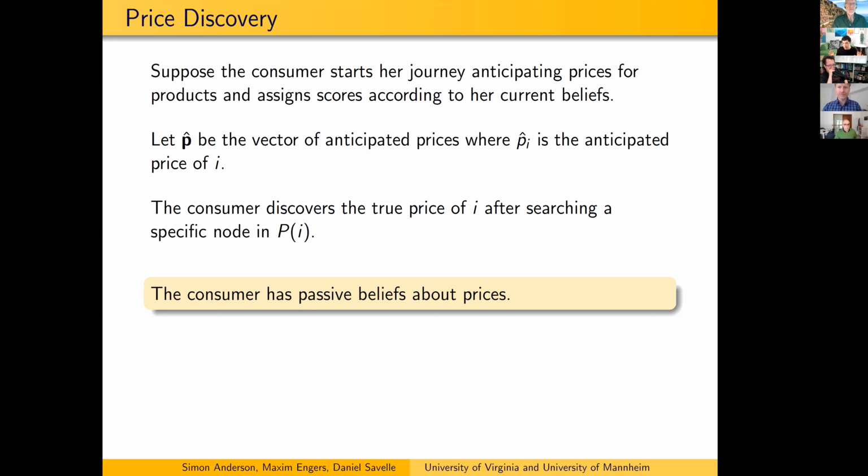almost always do ordered search with some sort of observation of prices. So the consumer starts her journey. One of the things she's learning is prices. She believes, though, with 100% probability that the vector of prices she faces is P hat. Pi hat then is the price that she anticipates for i. The consumer discovers the true price of i after searching a specific node. This node could be common knowledge. It doesn't necessarily need to be for some of our results, but for now, think it's common knowledge. And the consumer has passive beliefs. So if you observe a deviation for one, you don't update your beliefs about anything else.